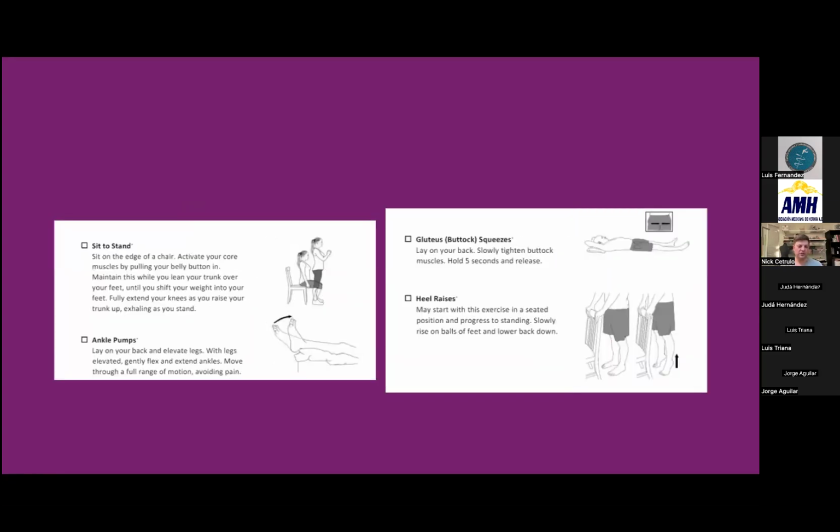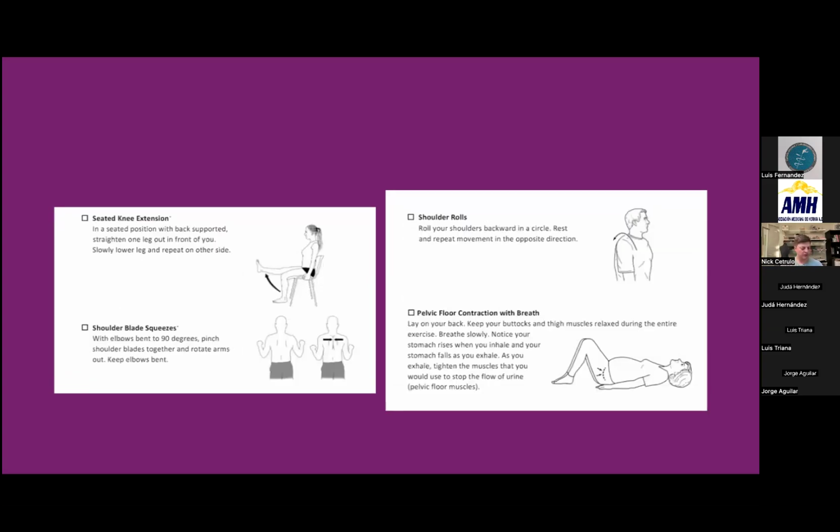These are some of the tests you can do, basically sitting, going from sitting to standing and back and forth, doing ankle pumps while laying in bed, just flexing and extending your foot. A gluteus stretch, basically you just squeeze your buttocks together, holding for 5 seconds and then releasing. And then while supporting yourself, holding a chair, doing heel raises. You can also sit in a chair for seated knee extensions, squeeze your shoulder blades together, do shoulder rolls, and contract your pelvic floor muscles with your breath.